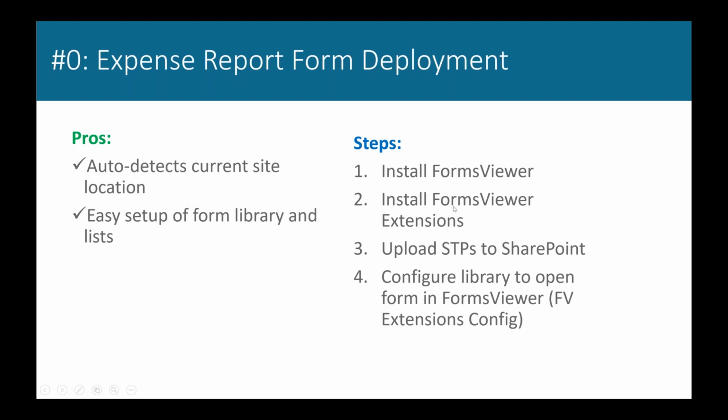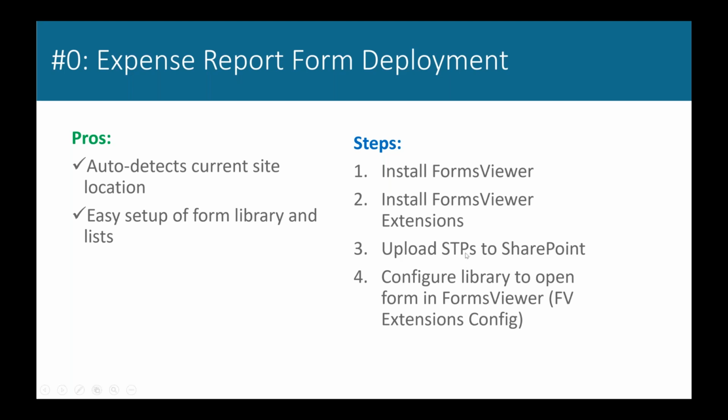So you'll install FormsViewer and the extensions app, those are the two apps. FormsViewer can be installed from the SharePoint store. At some point in the future, we'll make FormsViewer extensions available in the SharePoint store. But in the meantime, you've got it in the package that was sent this morning. You can also download it from InfoPath Dev. If you want to do classic and not modern, we have another technique for classic, which involves FB links, and that's also a package you can download from the InfoPath Dev website.